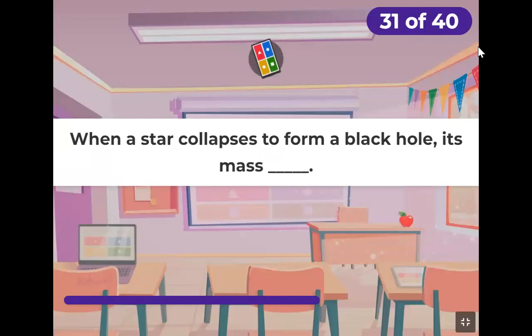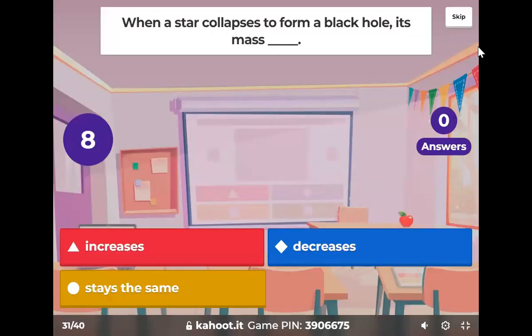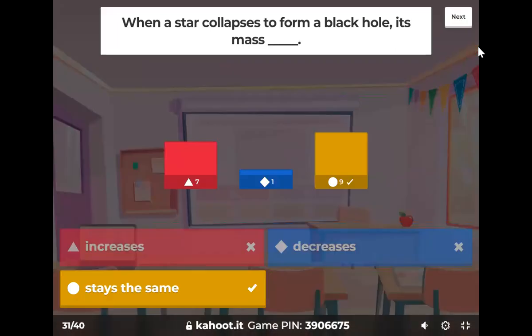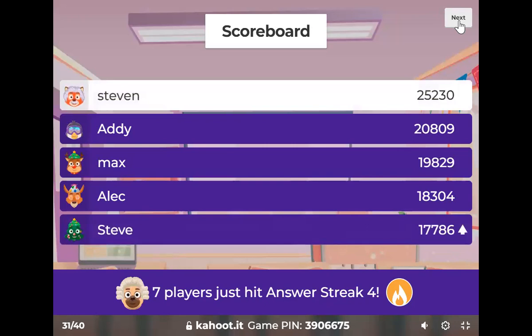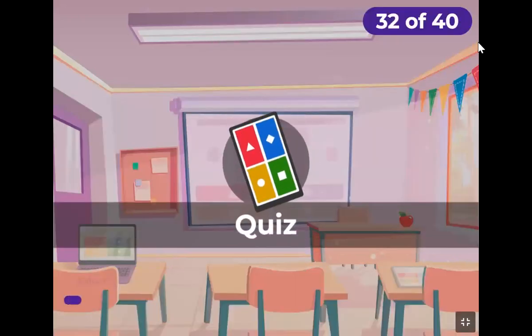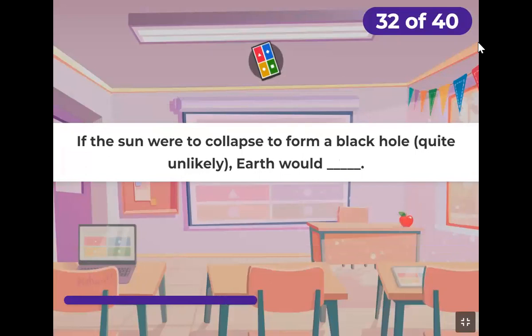When a star collapses to form a black hole, its mass stays the same, right? So that's just conservation of mass. Maybe its density changes. Like I've read if you squeeze the entire Earth down to the size of a coin, that's the density you're talking about. That's like the density of a black hole. Yeah, it's conservation of mass. This gets really dense. If the sun were to collapse into a black hole, it won't happen, but if it did, what would Earth do?